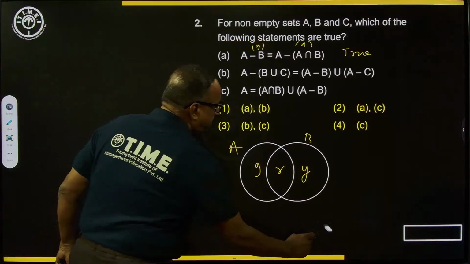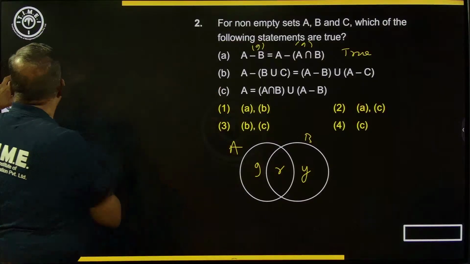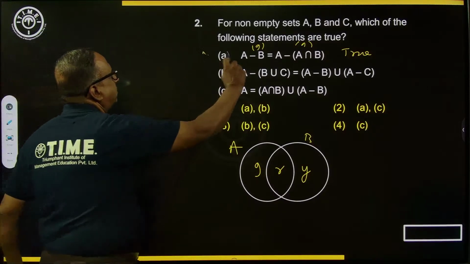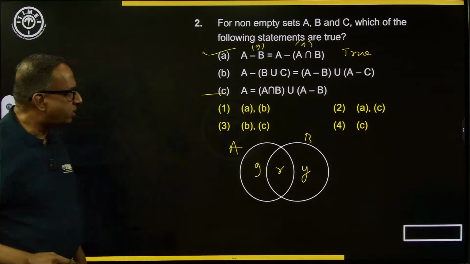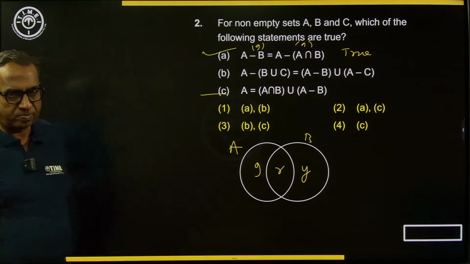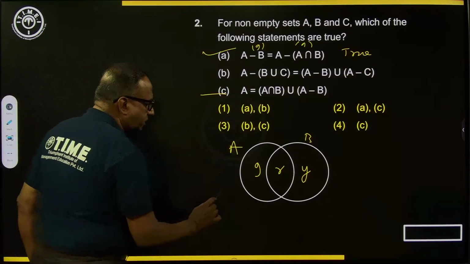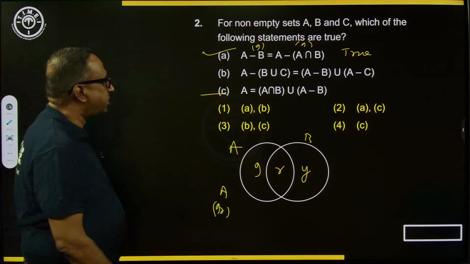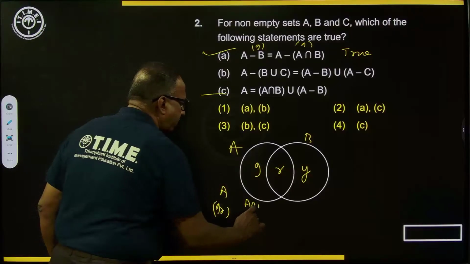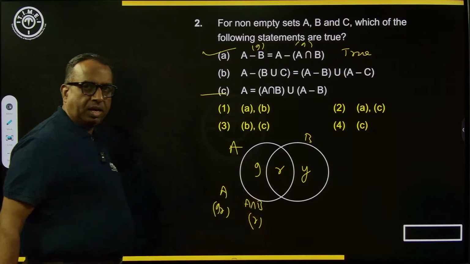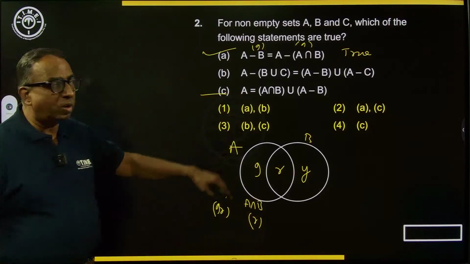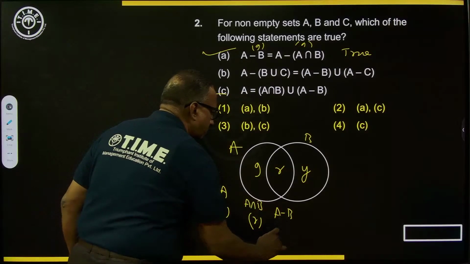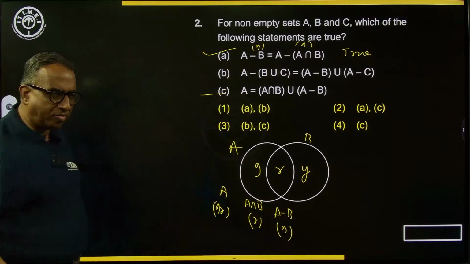As I said, we will first discuss the third one, because in these two examples we have only two sets. Once again, what is A? A is green, red. What is A intersection B? A intersection B is the red color. What about A minus B? A minus B is made of the green color.